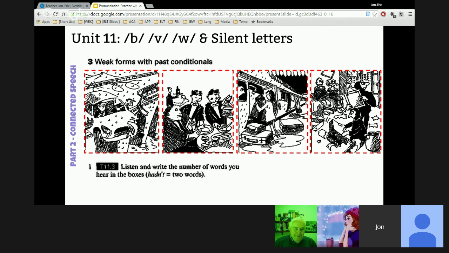Wouldn't. If they weren't so rich, they wouldn't have been robbed. Good. I'm going to put this in the passive voice now. They wouldn't have been robbed. Okay, good. That's one possible answer.